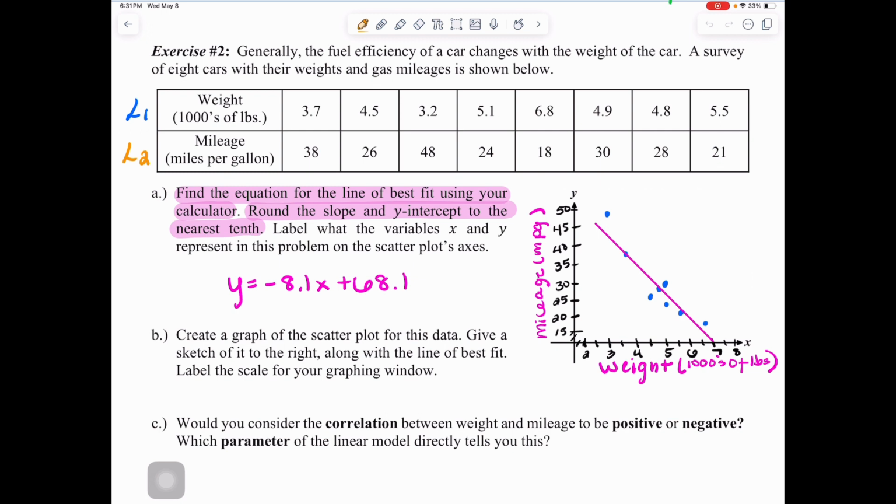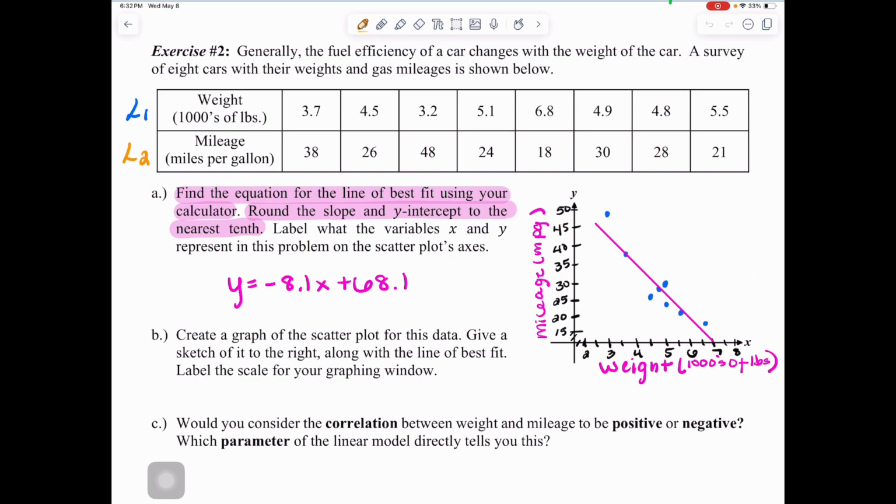And then for the y values, I had to get all the way up to 48, so I wanted to make sure I could at least hit 50. I did a break in the graph and started at 15 because the lowest value I had was 18. Then I went by 5s to make sure I got up to 50, which covers all of my y values. Then I took the coordinates from the table, which is just horizontal instead of vertical, and plotted them as coordinates. So 3.7, 38, 4.5, 26, and so on.